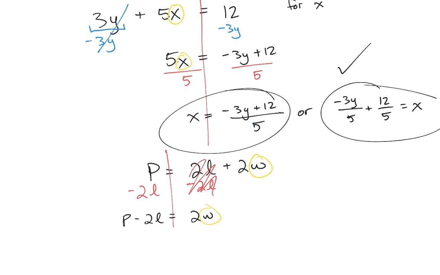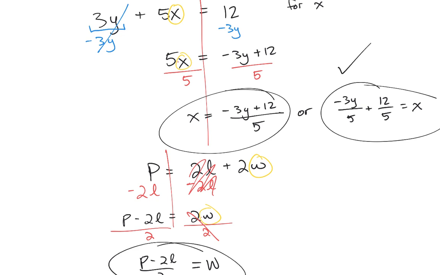And remember, we're solving for w, so we need to get rid of that times 2. To get rid of times 2, we divide by 2. And my final answer is w equals P minus 2l, all divided by 2. That's one good answer. Or like I said, you could separate it out, and it could be w equals P over 2 minus 2l over 2, and then you see you have a 2 over 2, so really it's just P over 2 minus, and those 2s cancel out, l. So a couple different answers.